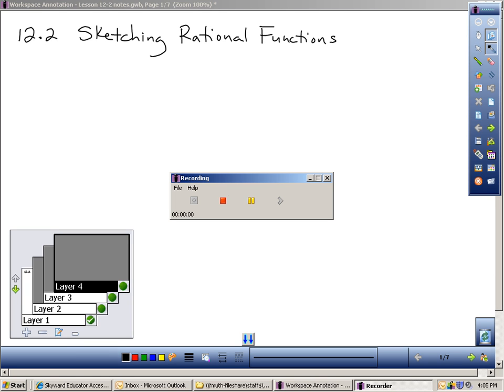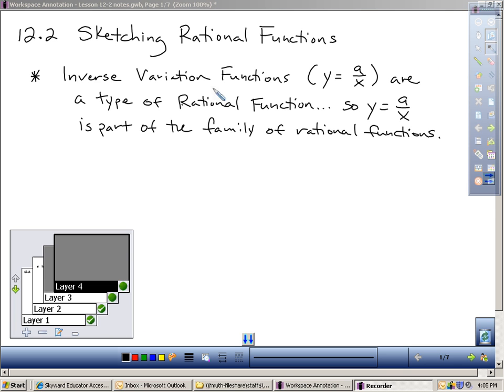Okay, well, we're down to our last section of the year, and this is called Sketching Rational Functions. This is going to be a 2-day section. We'll have half the problems in tomorrow's assignment after watching this video tonight, and then the other half on the following day. First of all, we've got to go through what a rational function is.